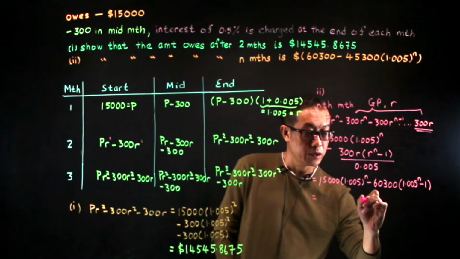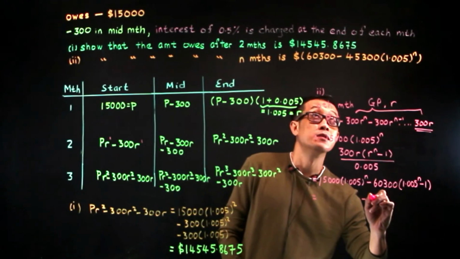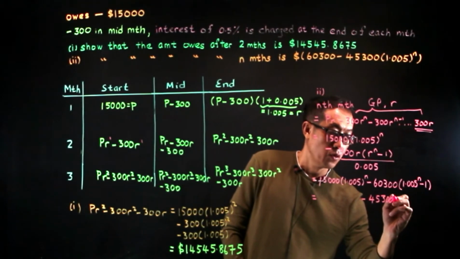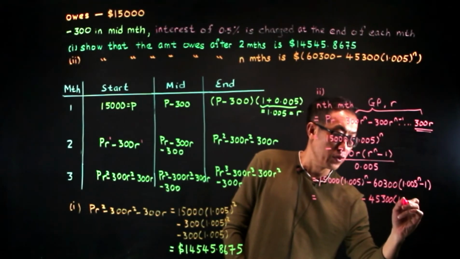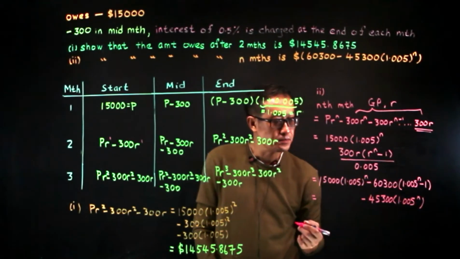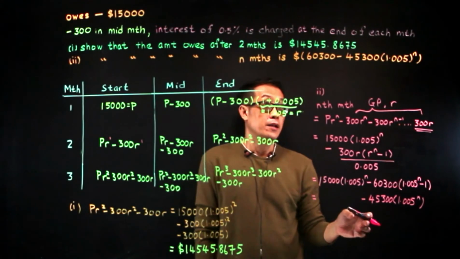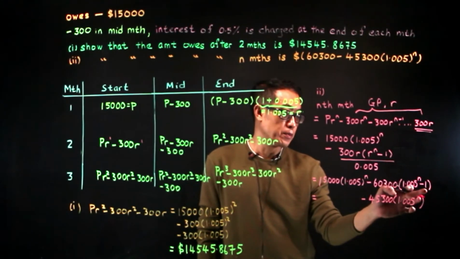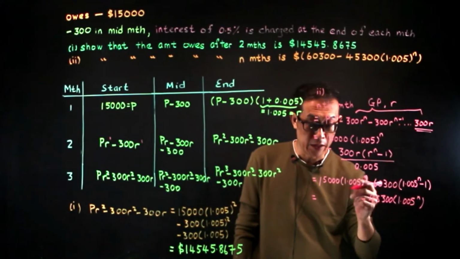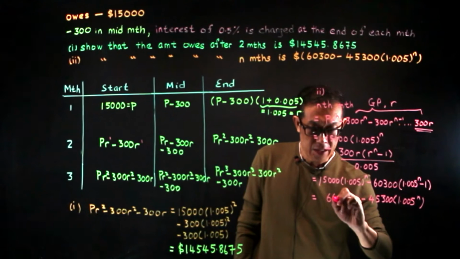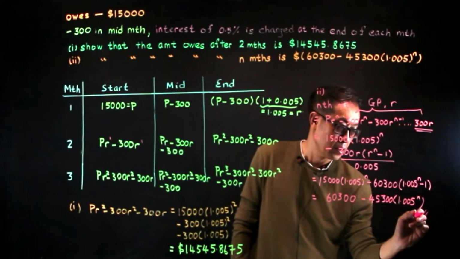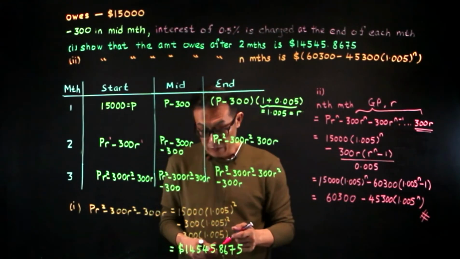So over here you have minus 45300 into 1.005 to the power of n. Now this 60300 multiplied by minus 1, you get a positive 60300. Okay. Now we have come to the end of part 2.